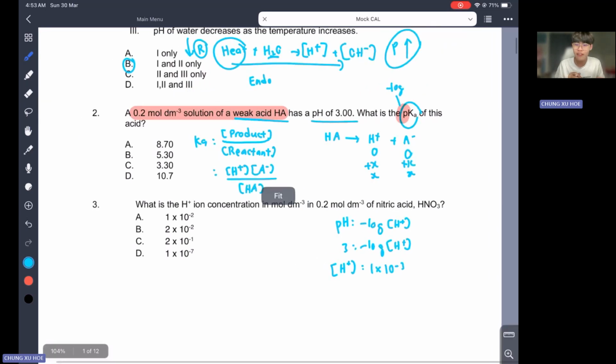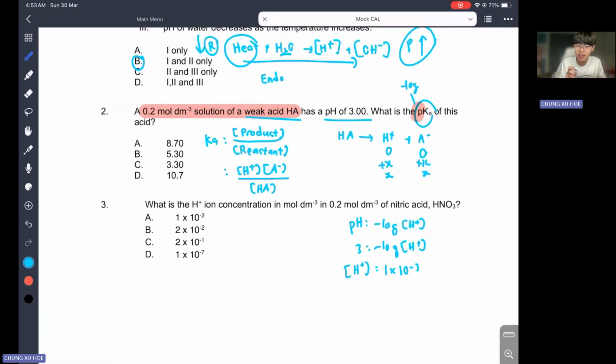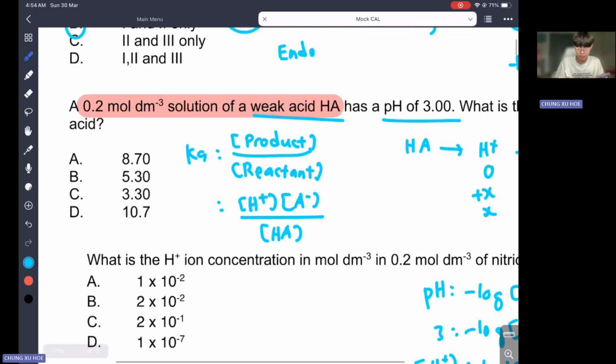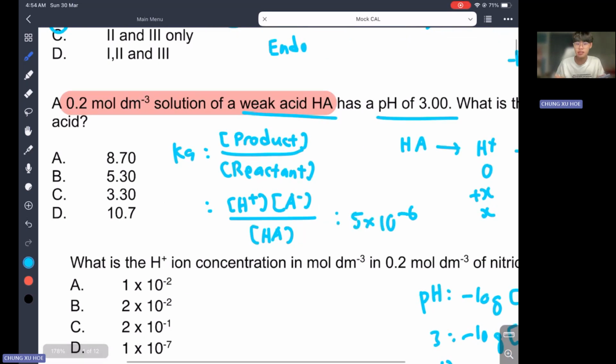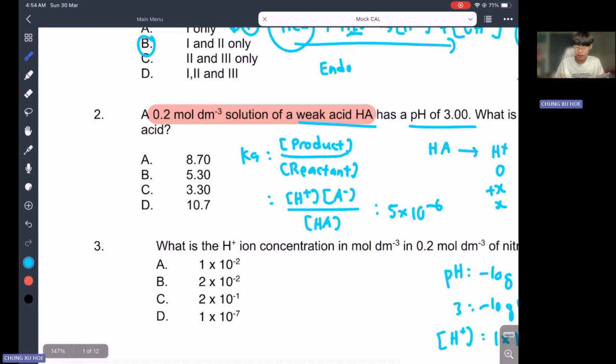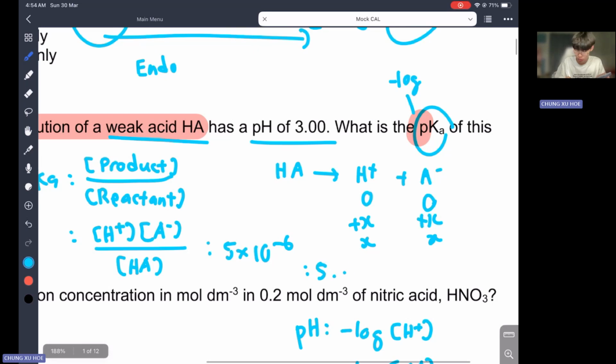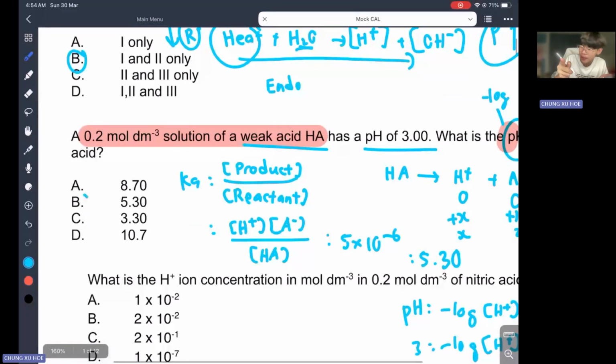And then, do I have my HA value? Yes, 0.2 mole of my solution of weak acid HA. I got the molarity, the concentration, so I just directly divide by 0.2. So I get 5 times 10 power of negative 6 as my answer. But wait, not yet. They're asking for pKa, negative log Ka. So you need to take the negative log of the answer first. What do you get? You get 5.30. So the answer will be 5.30.